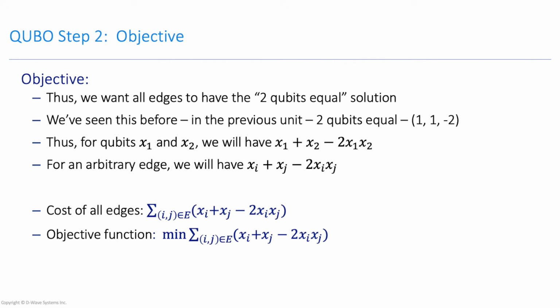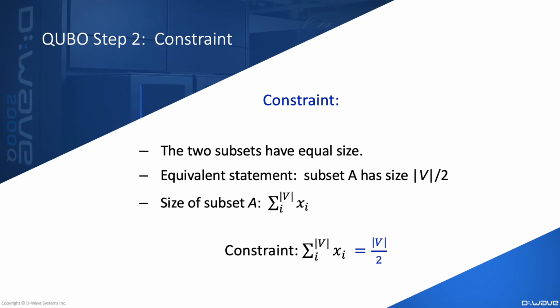But now, of course, I'm going to extend it to an arbitrary edge, xi plus xj minus 2xixj. That will properly penalize the cases where the qubits have different values. And therefore I can extend all the way to the mathematical notation for all i and j that are in the set of edges. That is my objective function. I want to minimize the sum of xi plus xj minus 2xixj over all i and j where i and j are edges. And now I've got to deal with the constraint.